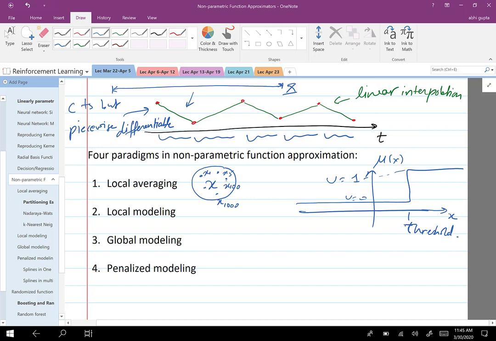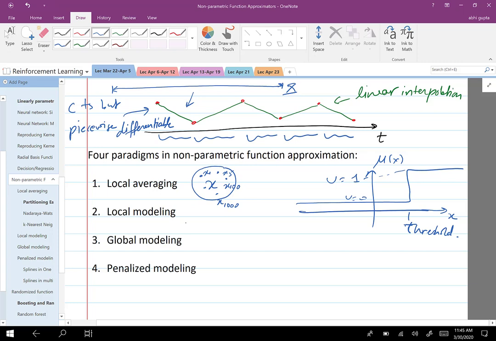So you look at the neighborhood of X, pick all the values Xi's that belong to the neighborhood of X, and then you average the Zi's at those points in order to compute the value of F at X, or estimate the value of F at X. So that's the local averaging.